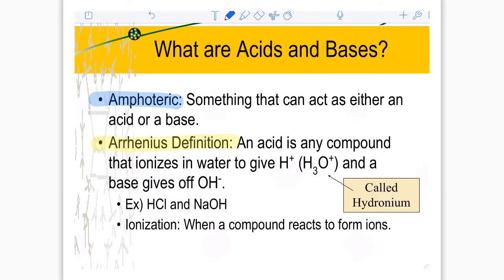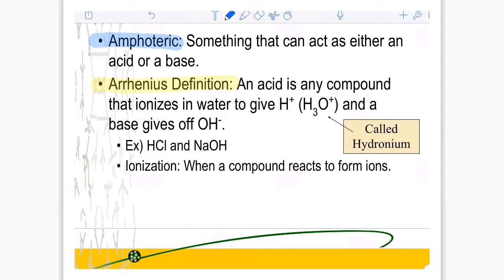Now, when we are dealing with the Arrhenius definition, like I say, this is the most common definition that we would use in our class. Most of the chemicals we have would fit this. What you're looking for are two things. You are looking for H+, or you are looking for an OH-. These are the two keys to the definition. If you see an H+, you know that it is going to be an acid.